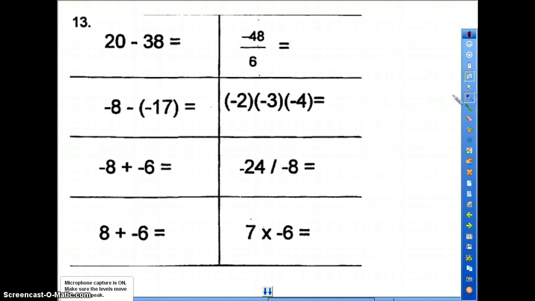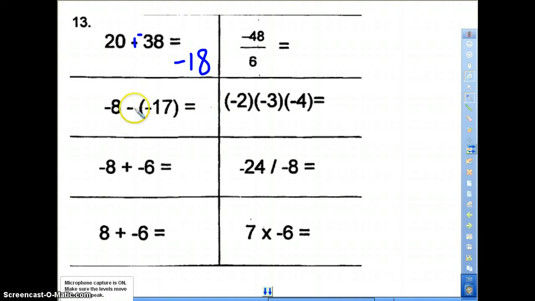So I hope you guys learned last year that subtracting is the same as adding the opposite. If you haven't, I'm sure that we can find some time and work with you guys on that. So anytime you see subtraction, you could add a line, change the sign. So what's 20 plus negative 38? Yeah, you get negative 18.